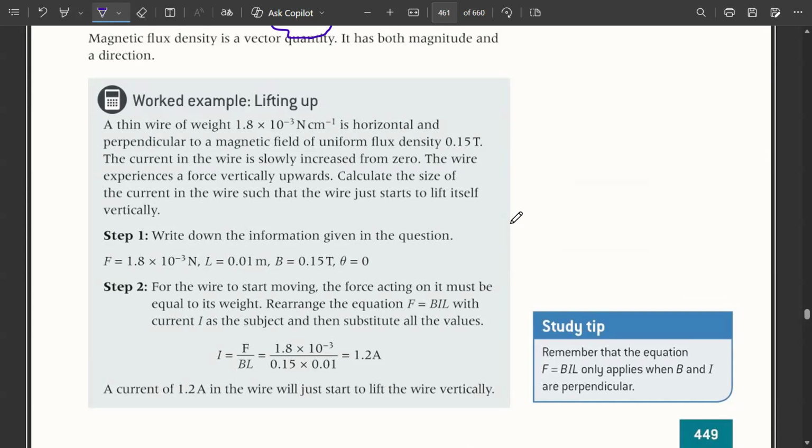The weight of the wire is 1.8 times 10 to the negative 3. So that means the force is 1.8 times 10 to the negative 3. And then the magnetic flux density is 0.15 Teslas, while the length is what?